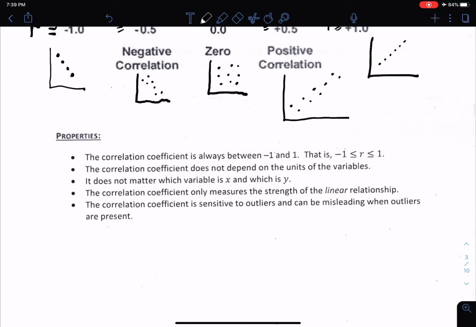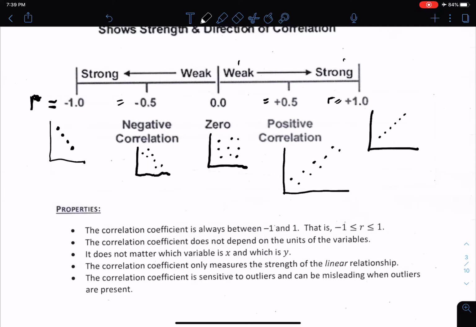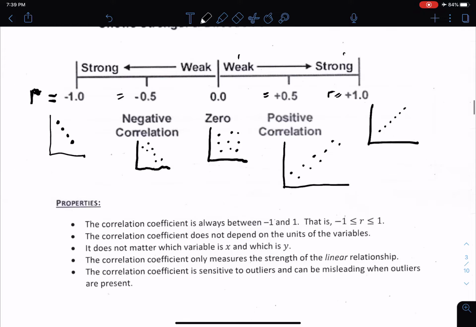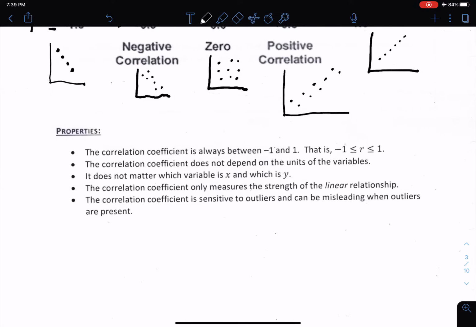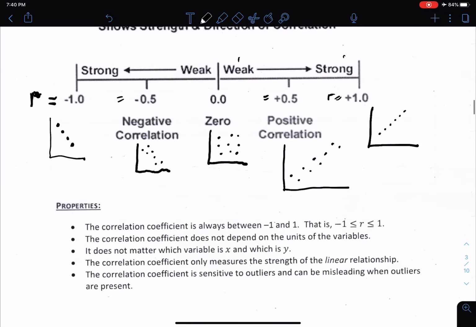So here are some properties of that R value. The correlation coefficient is always between -1 and 1. You can see that there, right? The correlation coefficient does not depend on the units of the variables. It doesn't matter if we're talking about gas mileage, or someone's ability to make a basketball go in the hoop, or whatever the situation is. It doesn't matter about the units or the situation. It does not matter which variable is x and which variable is y. The correlation coefficient only measures the strength of the linear relationship. So do these little dots fall in a row and have a very strong negative correlation, like -1? Or do they all fall in line perfectly to make a perfect positive correlation at +1, or anything in between?